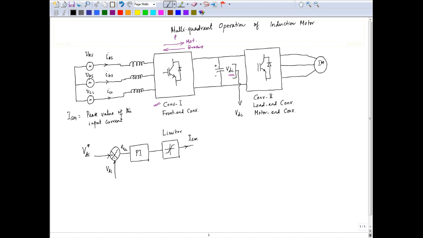So let's go back to our discussion. So I also have another question. It says that in closed loop speed control for a load commutated synchronous motor drive, what is the significance of sign of the speed error that is fed to the phase delay block?